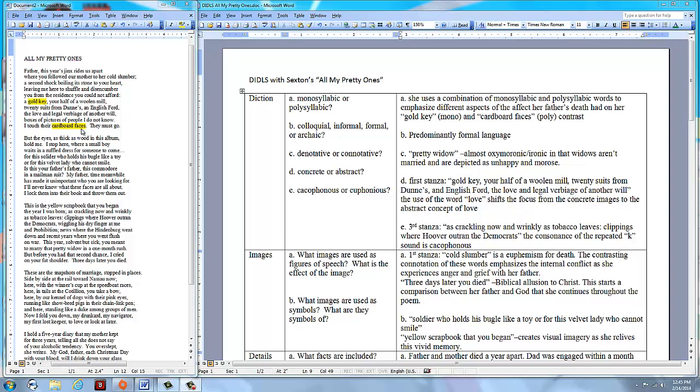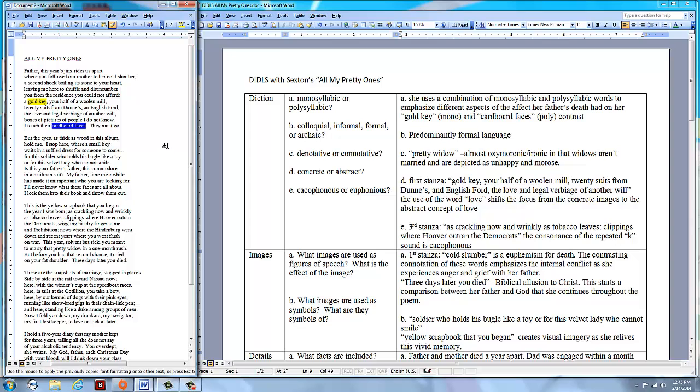The first area is diction. Remember, we were looking at the types of words she was using. What I see here is a combination of both monosyllabic and polysyllabic words, and I think this emphasizes the internal conflict that she's going through and how her father's death affects her in multiple ways. We see gold key, a monosyllabic word, but then you have cardboard faces in order to contrast that.